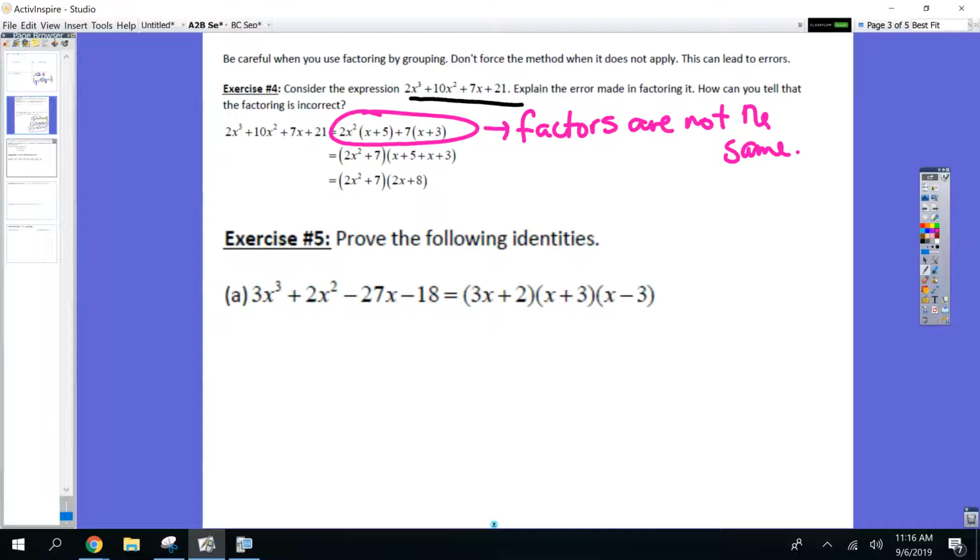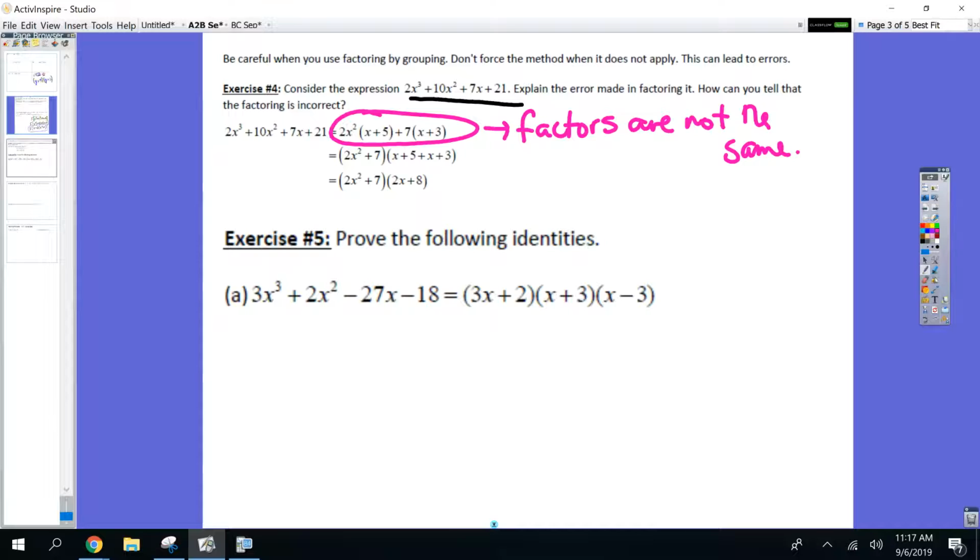You can't do grouping on anything. What's inside has to match so you can take it out as a GCF. All right, see that little lesson right there? You can't group everything. You cannot group everything. All right, hopefully I don't lose you here.